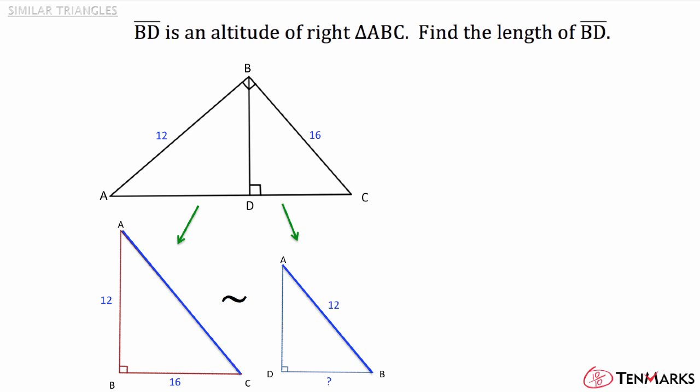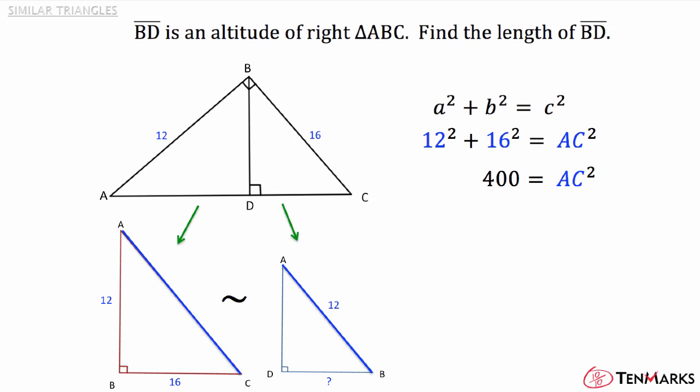How do you find the hypotenuse of a right triangle? You can use the Pythagorean theorem. A squared plus B squared is equal to C squared, where A and B are 12 and 16. Simplify and take the square root of both sides to get that AC is equal to 20. And now you have enough information to write a proportion that will solve for BD.